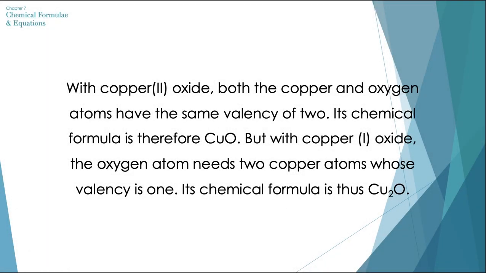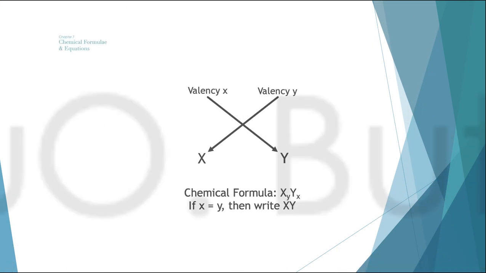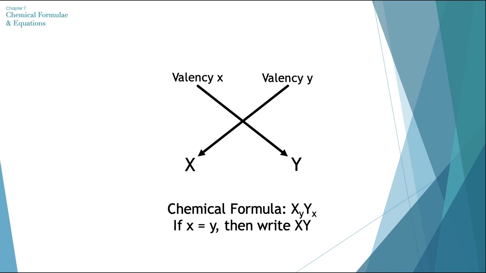So just like we balance the charges out on ions, we need to balance the valencies as well. So when we have copper 1 oxide or copper 2 oxide, in general, a simple rule is this. Here we have 2 atoms, okay? X and Y. And here we have the valencies of these 2 atoms. Valency of X and valency of Y. So what happens is that the valency of Y moves over to X and the valency of X moves over to Y.